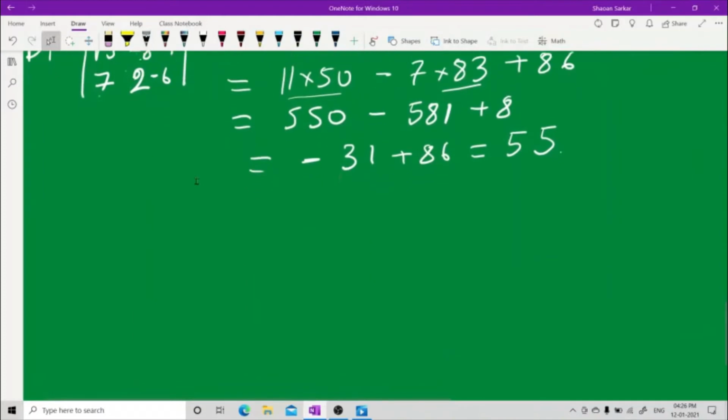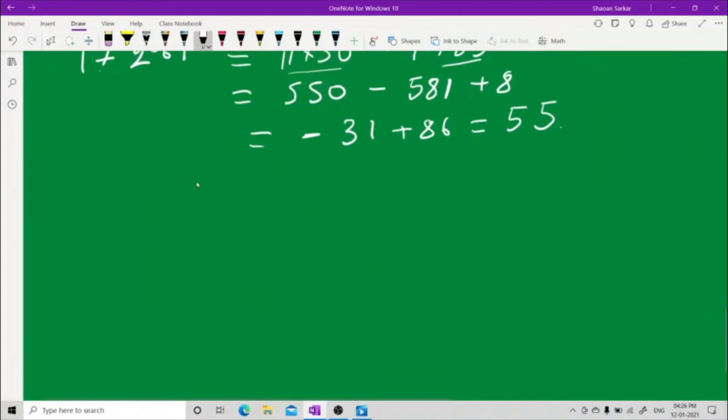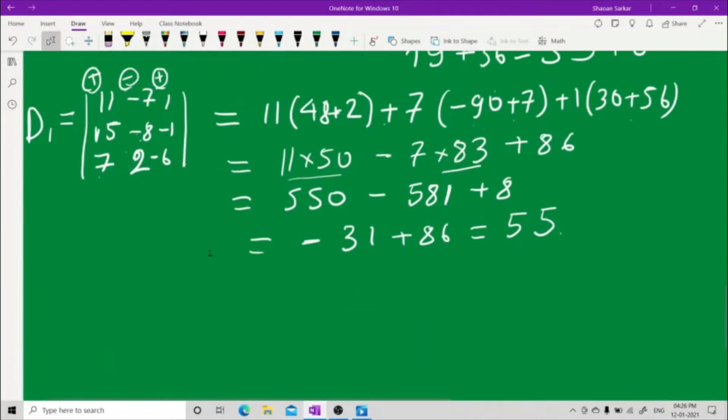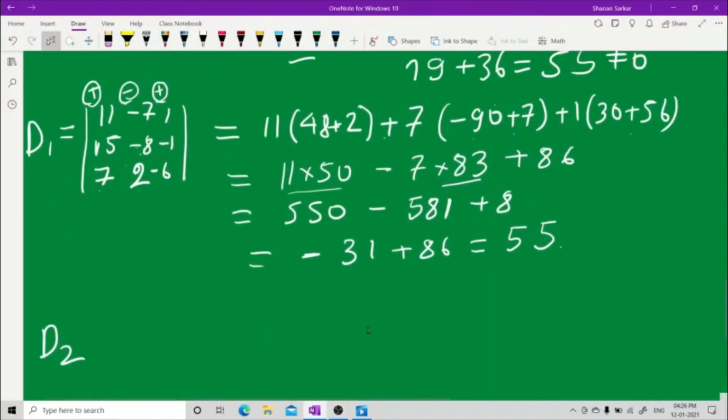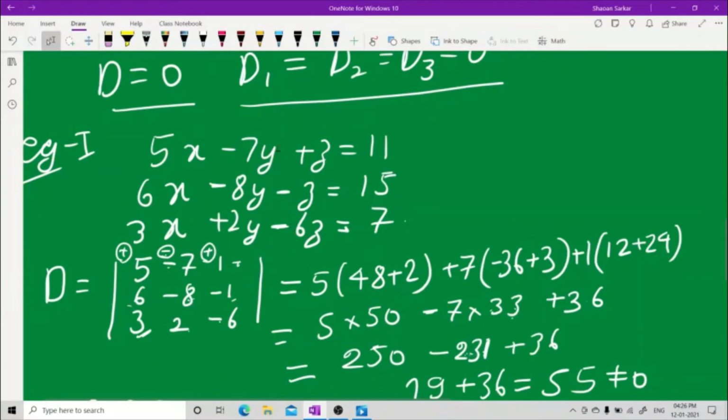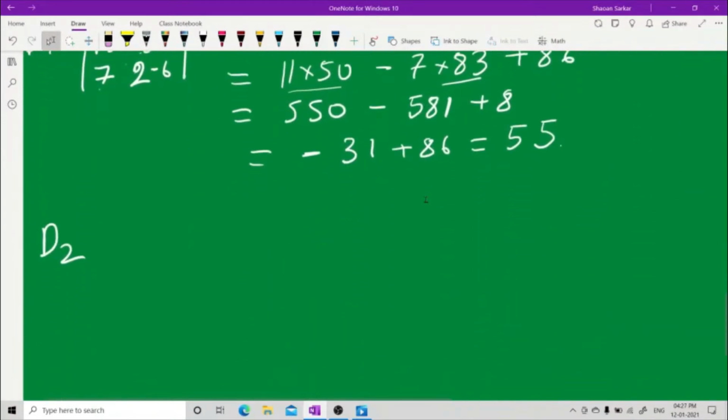Now let us see how to find D2. Let's write D2 here. D2 is, you have to replace the coefficients of y. That means you have to replace this with this. That's the idea. Now here it is. What you have got is 5 6 3, 6 3, then 11 15 and 7, and then you have 1 minus 1 and minus 6.